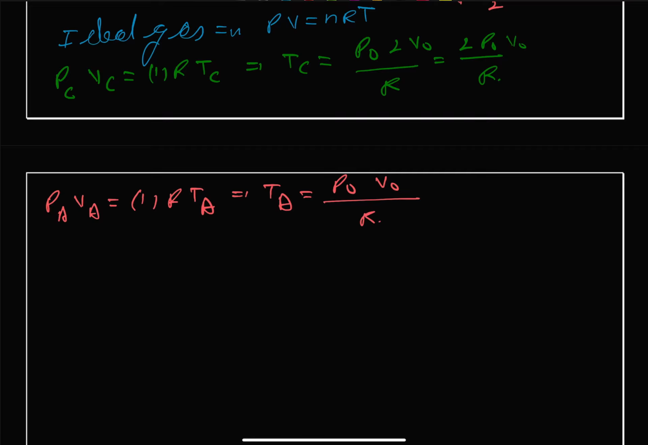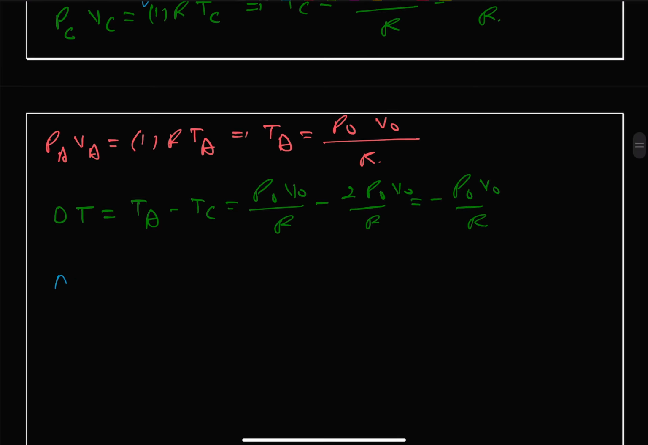Now we can find our delta T. Delta T will be equal to TA minus TC, which gives us P naught V naught upon R minus 2 P naught V naught upon R. This gives us minus P naught V naught upon R. Therefore we can write that our change in internal energy for CA is number of moles 1, 3 by 2 times R, and this comes as minus P naught V naught upon R.